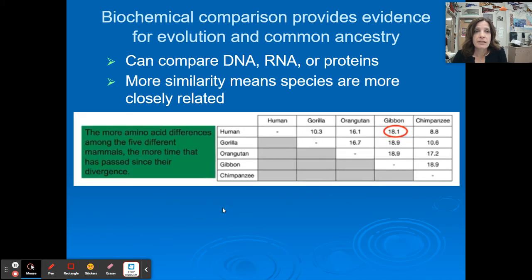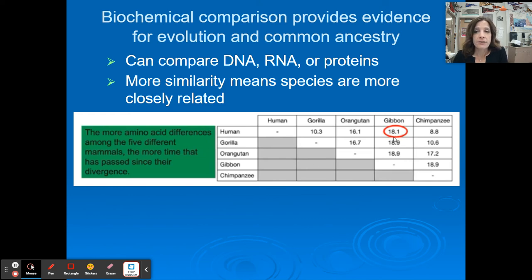Another type of evidence is biochemical. We can compare DNA and RNA of proteins. The more similar the DNA sequences, the more similar the organisms are. Here's a table that would be an example of what you might see. If you're looking at the amino acid differences, the more time that has passed, the more differences they're going to have.